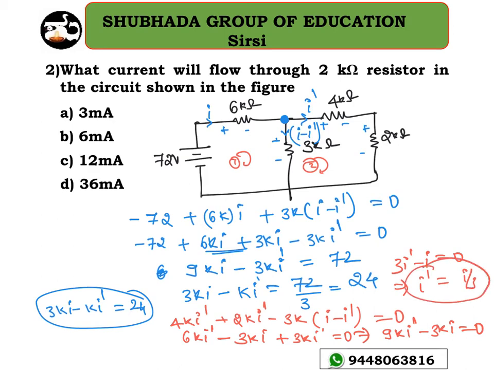So let me substitute this I dash equal to I by 3 in this equation. So 3kI, substitute that: 3 times kI minus k into, instead of I dash, I by 3, equal to 24.